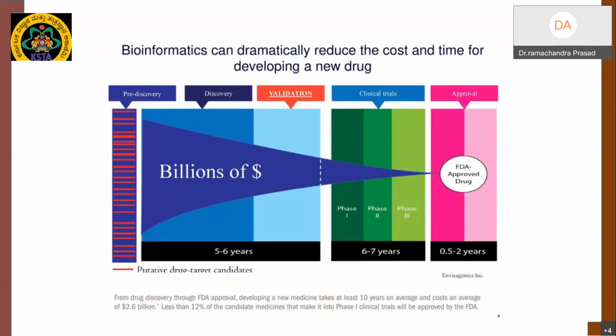phase 3, all these. Before that, those 5 to 6 years, from the sequencing to identifying the mutations at the protein level, structures, comparative structures, all these we can do by bioinformatics, and we can save a lot of time and also money.